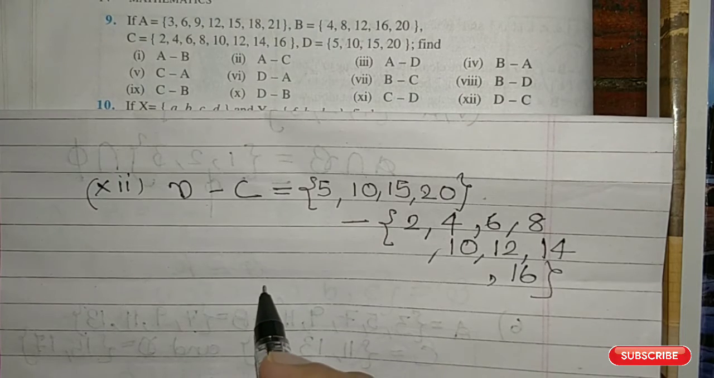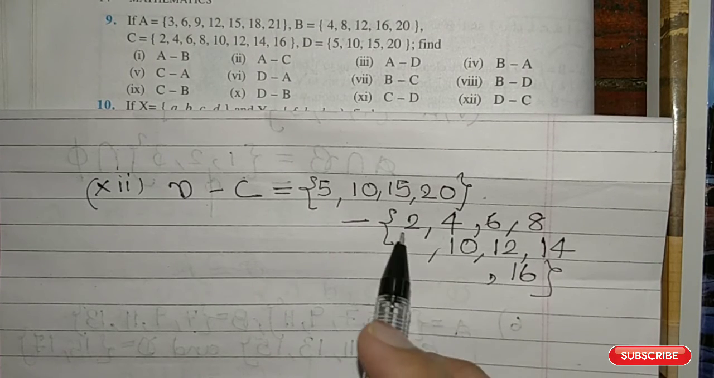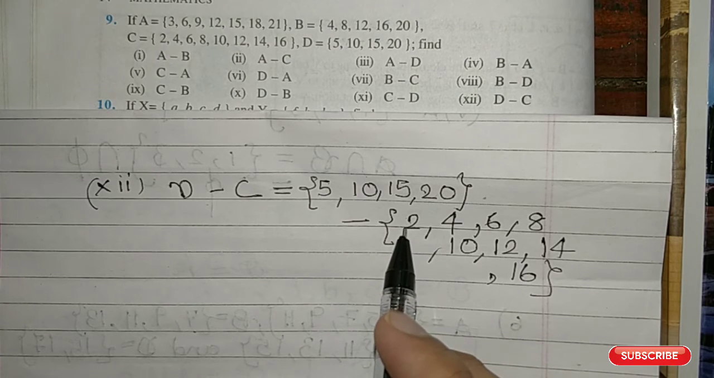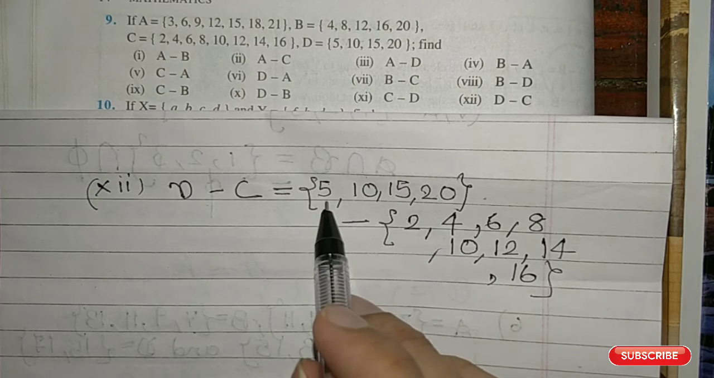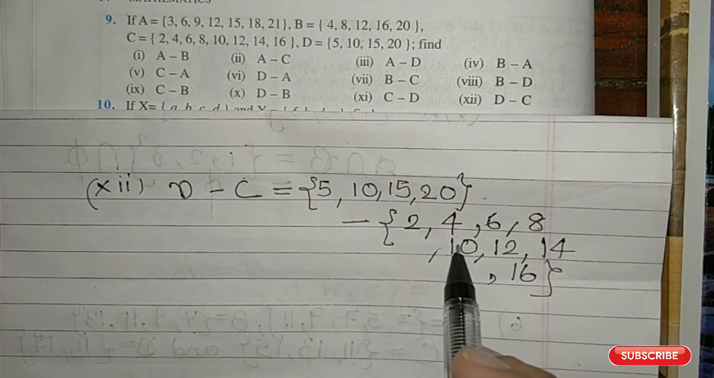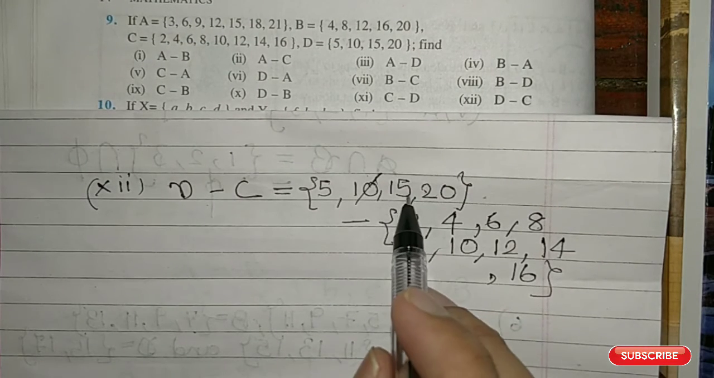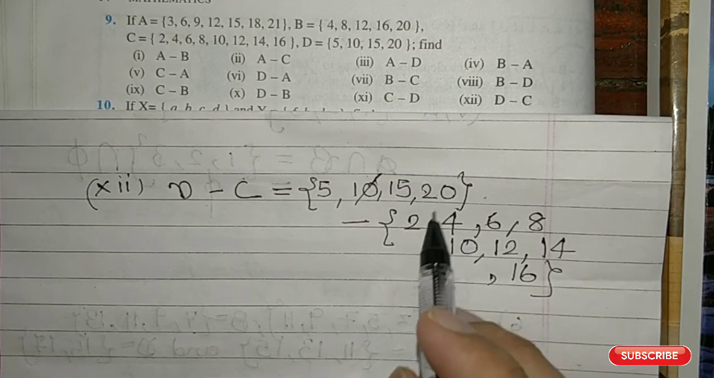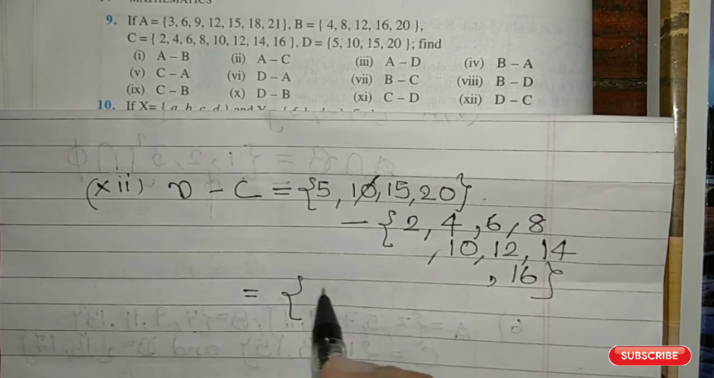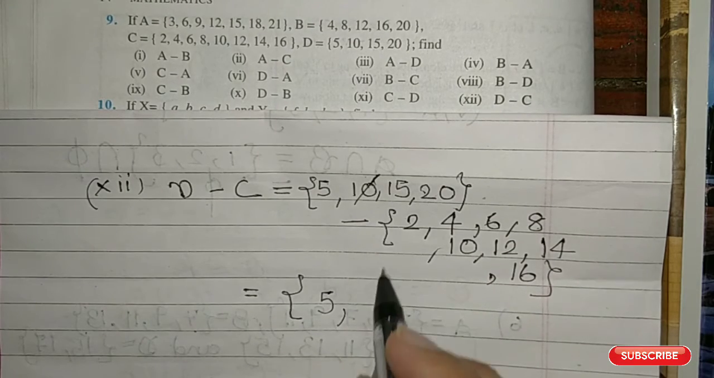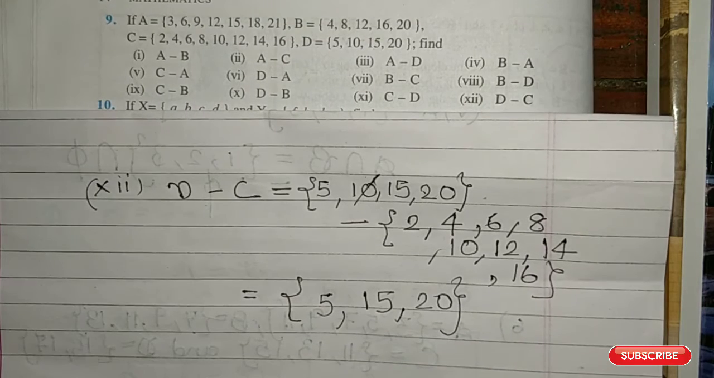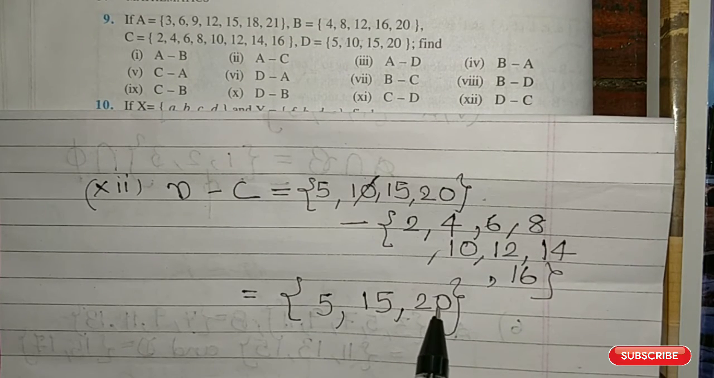Now D minus C means what you have to do here? You have to remove all the elements from the set D which are also in C. So you can see that 5 is not there in this set. 10 is there in this set, so you have to cancel the element 10. Then 15 is not there in this set, and 20 also is not there in this set. So the set that you will get is 5, 15 and 20. So this is the set D minus C.